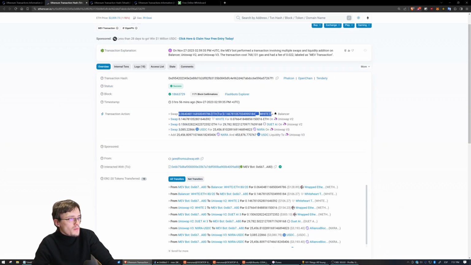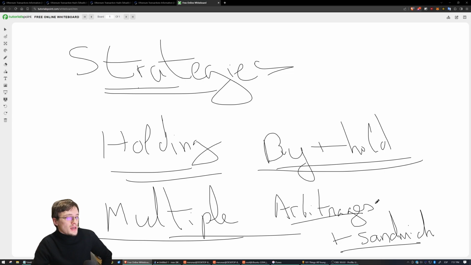He is buying WETH on Balancer and selling WETH on Uniswap V2 for a profit, a significant profit, 6 to 0 to 7. And then using that, oh no, he is providing liquidity. He is doing plus just in time liquidity.